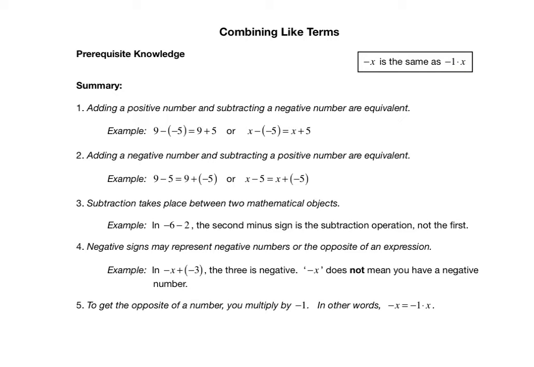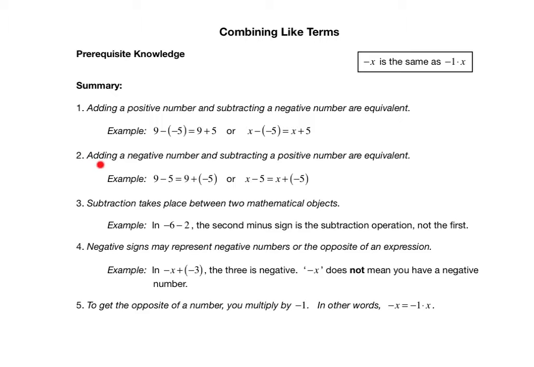Let's now summarize some of the prerequisite knowledge that we've been building in order for us to fully understand how combining like terms works. So, first one here, adding a positive number and subtracting a negative number are equivalent. So here's just a couple of examples. You subtract -5, that's the same thing as adding +5. Or this could also be as a variable expression. So x minus -5 is the same thing as x plus 5. So adding a positive number and subtracting a negative number are equivalent.